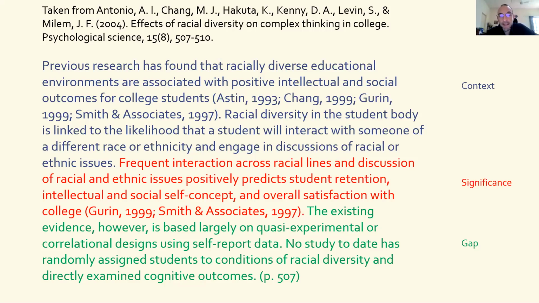Now, the significance here is that they're showing that this issue is related to certain outcomes among students, okay? So frequent interaction across racial lines, discussion of racial ethnic issues positively predicts student retention, intellectual and social self-concept, and overall satisfaction with college. In other words, they're showing why it's important. It's important because it leads to these good outcomes, right? Overall satisfaction with college, right? Student retention. These are all good things, okay? So this interaction across racial lines leads to good things. That's significant. That means it's an important issue, okay?